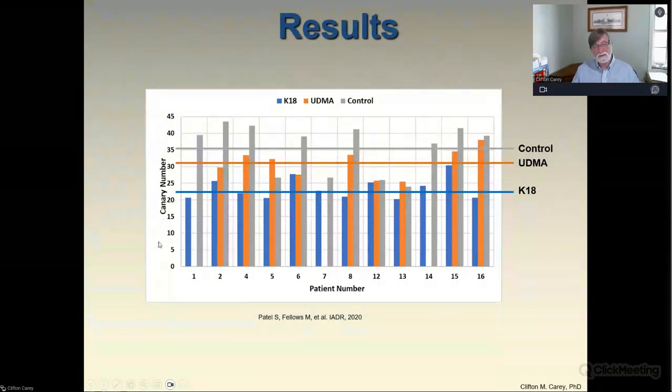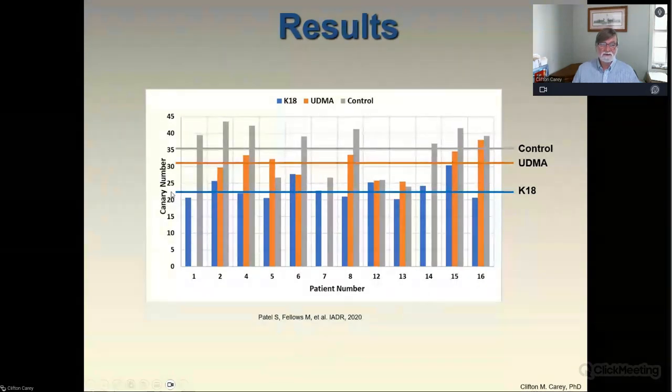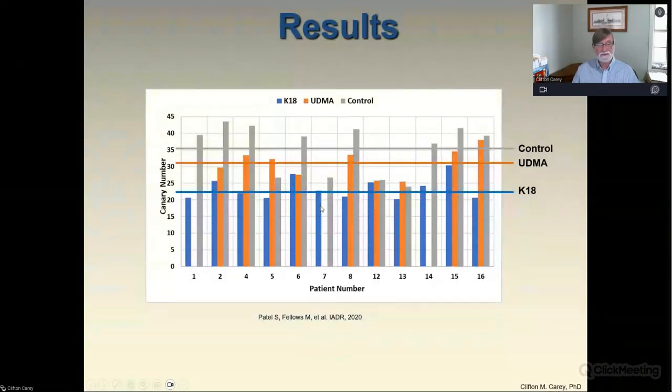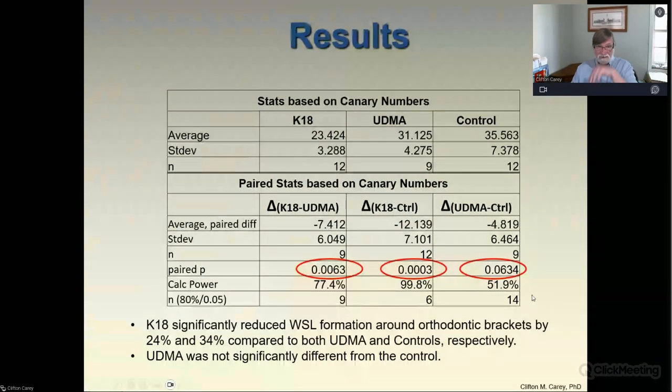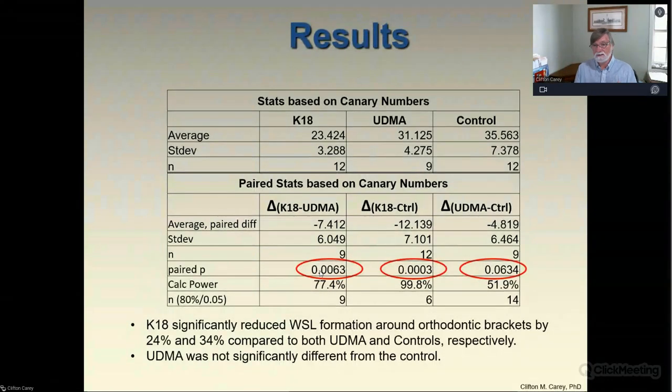White spots are not on the Canary system. The rule of thumb is you look at numbers above 20 as beginning to get white spot lesions. And so there's some indication that in some cases there was some. So the statistics on that are really simple. We did a paired difference. Each person had the experimental K18, the UDMA control, as well as the third control with nothing, but I'm not going to call it nothing. It had a sealant over it, but it was adhesive, just basic adhesive. So everybody had their own, each person had each of these.